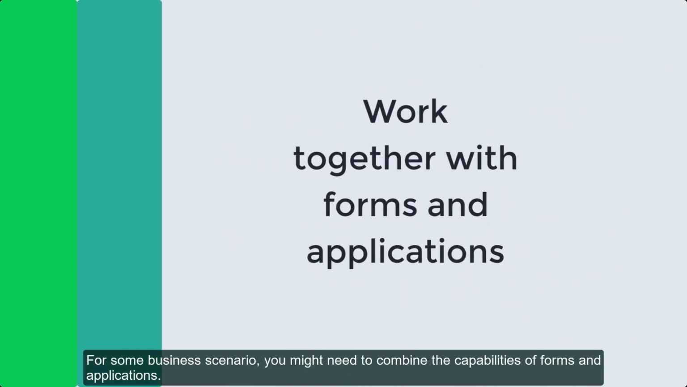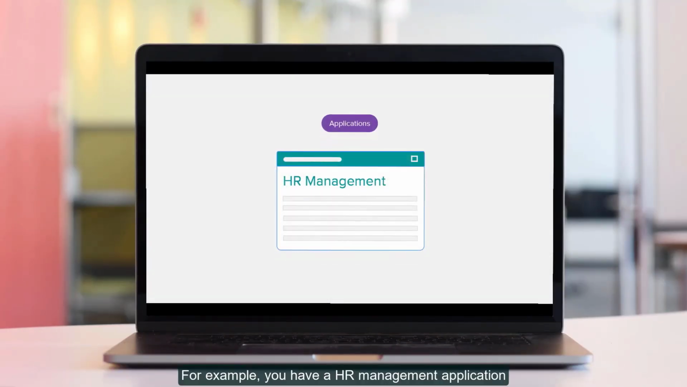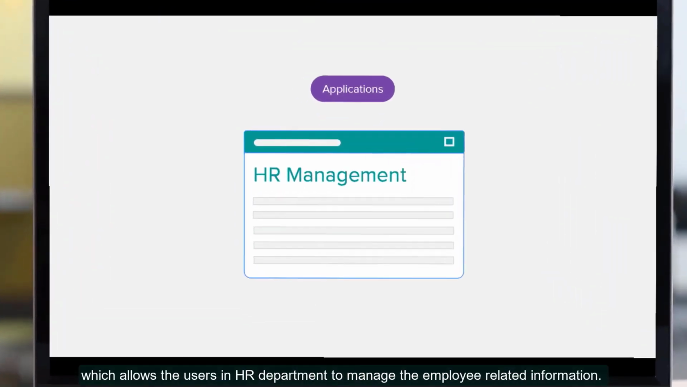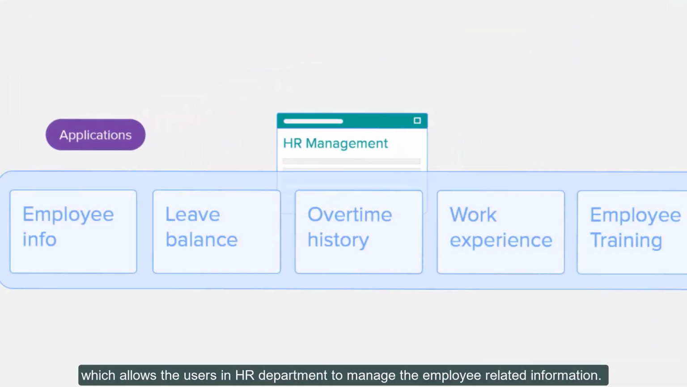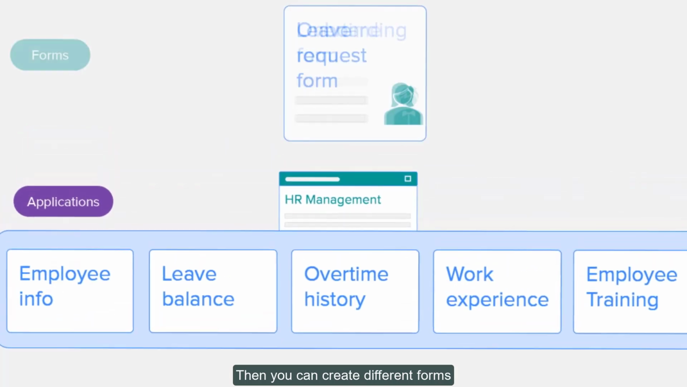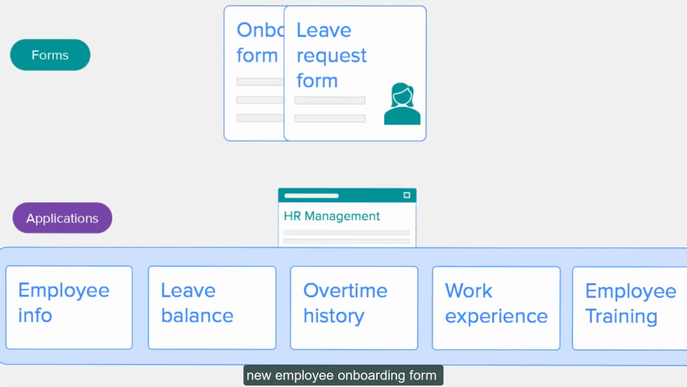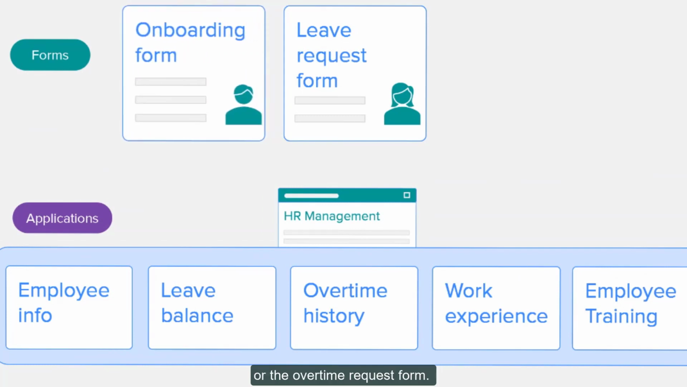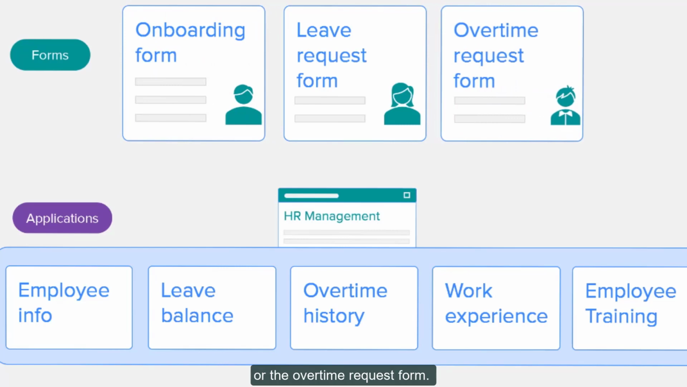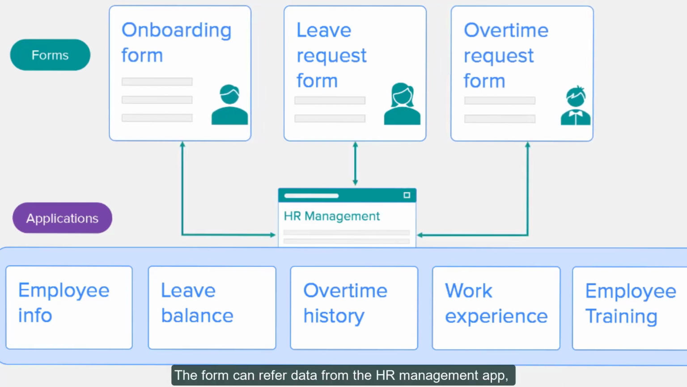For some business scenarios, you might need to combine the capabilities of both. For example, you have the HR management application, which allows the users in the HR department to manage their employee-related information. You might not want to give access permission to other users, so you can create different forms like a leave request form, a new employee onboarding form, or an overtime request form. And you give the access permission to all users of your organization to allow them to submit the requests.